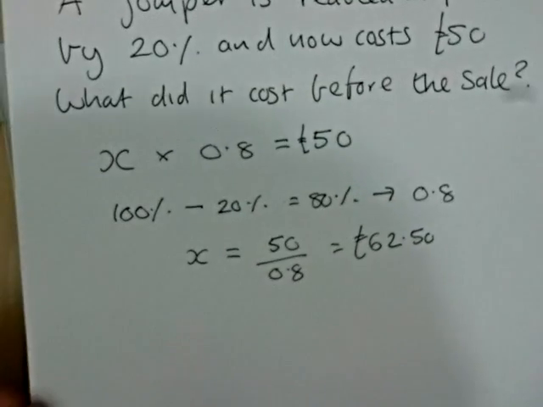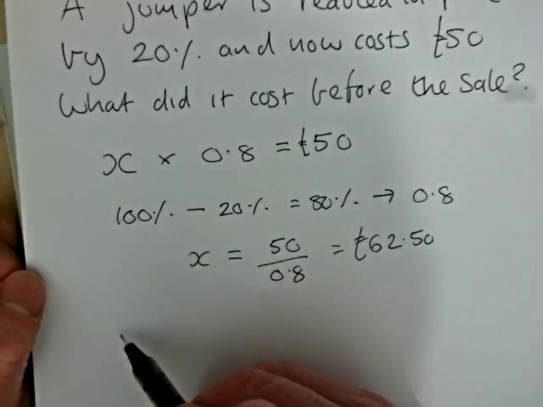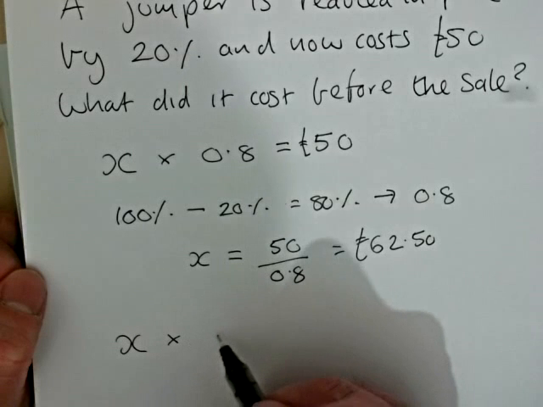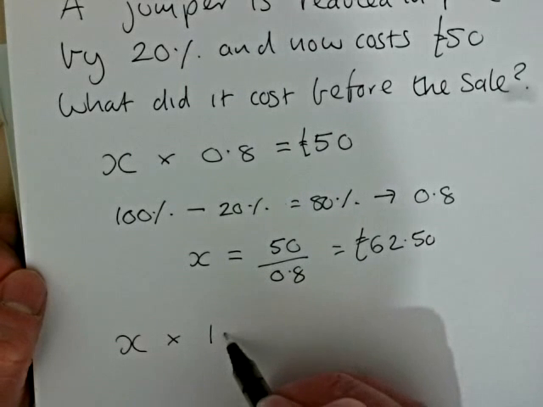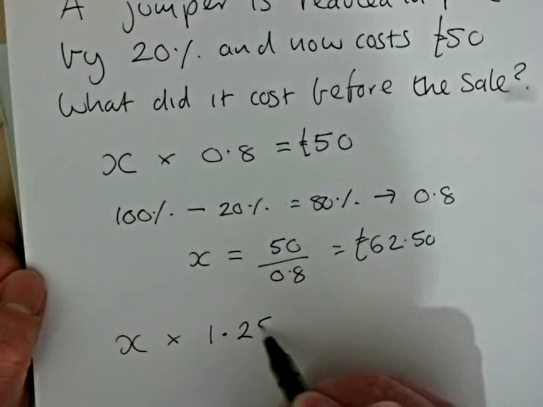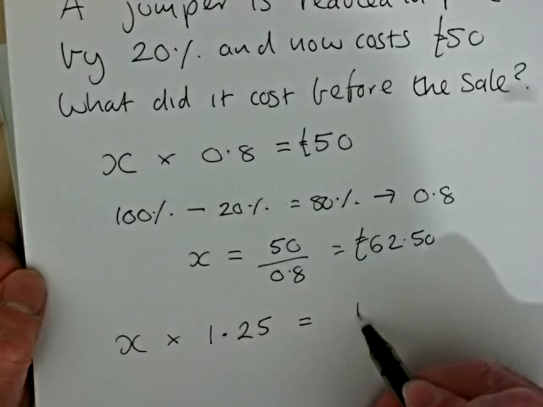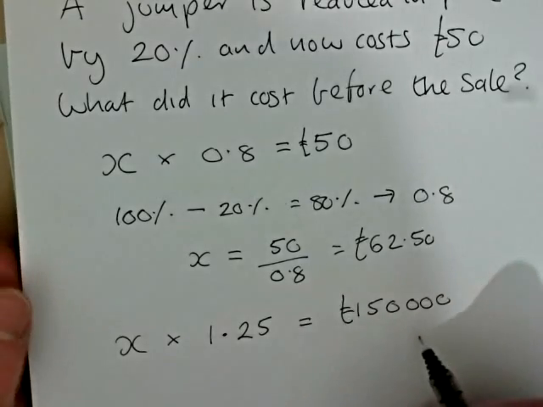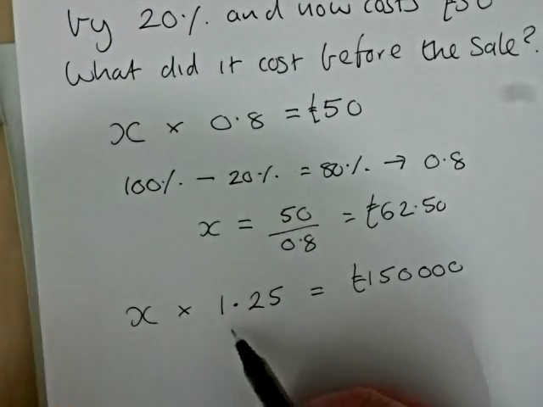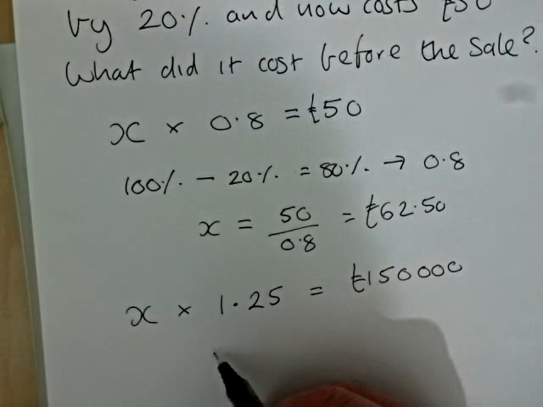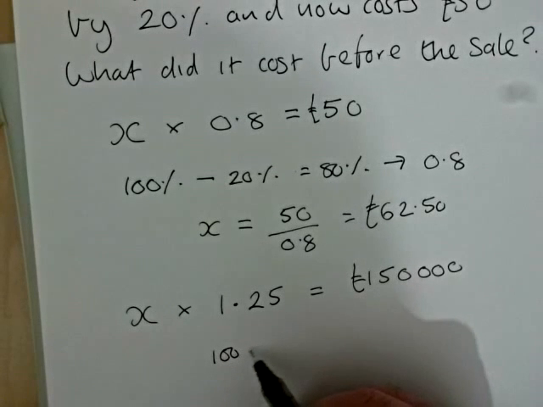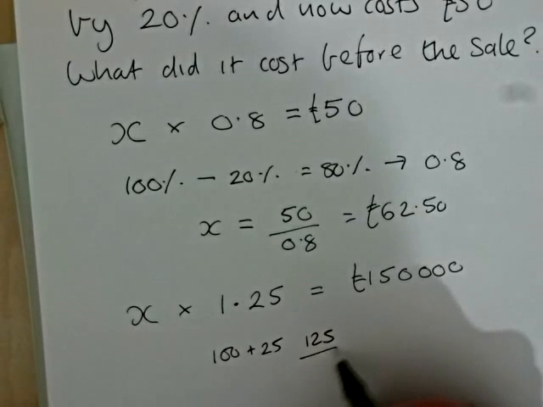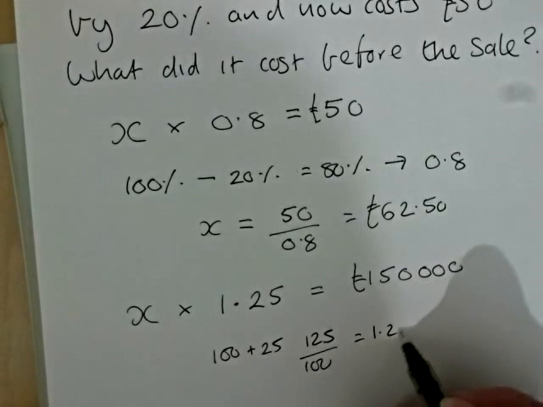A similar sort of question might be, let's say, a house. We don't know the price to begin with, but say it went up by 25%, and it is now worth, say, £150,000. What was it worth before it went up? Now I've quickly done this bit here. I'm assuming you will know that the equivalent of adding on 25%, 100 plus 25, 125 over 100, will be 1.25.